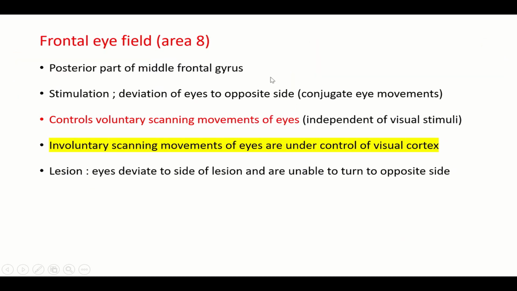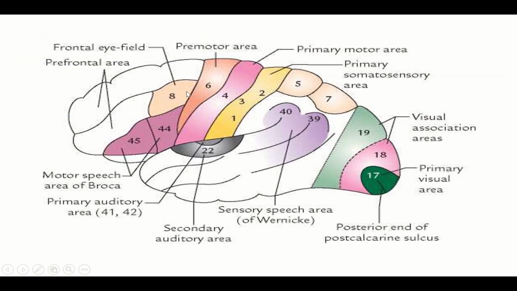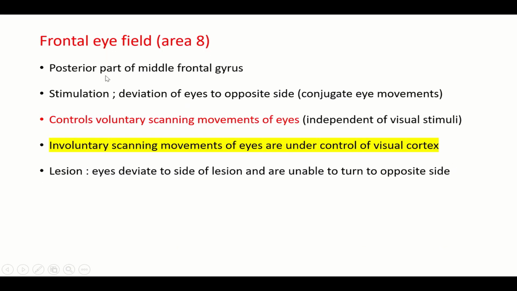Frontal eye field. You can observe this particular area in the posterior part of the middle frontal gyrus. This is the superior frontal, this is the middle frontal, and this is the inferior frontal gyri. In the posterior aspect of the middle frontal gyrus, you can see the frontal eye field. Stimulation will cause deviation of the eyes to the opposite side. It is concerned with conjugate eye movements. Remember this: it controls voluntary scanning movements of the eye. It is independent of visual stimulus, but involuntary scanning movements of the eye are under control of the visual cortex.